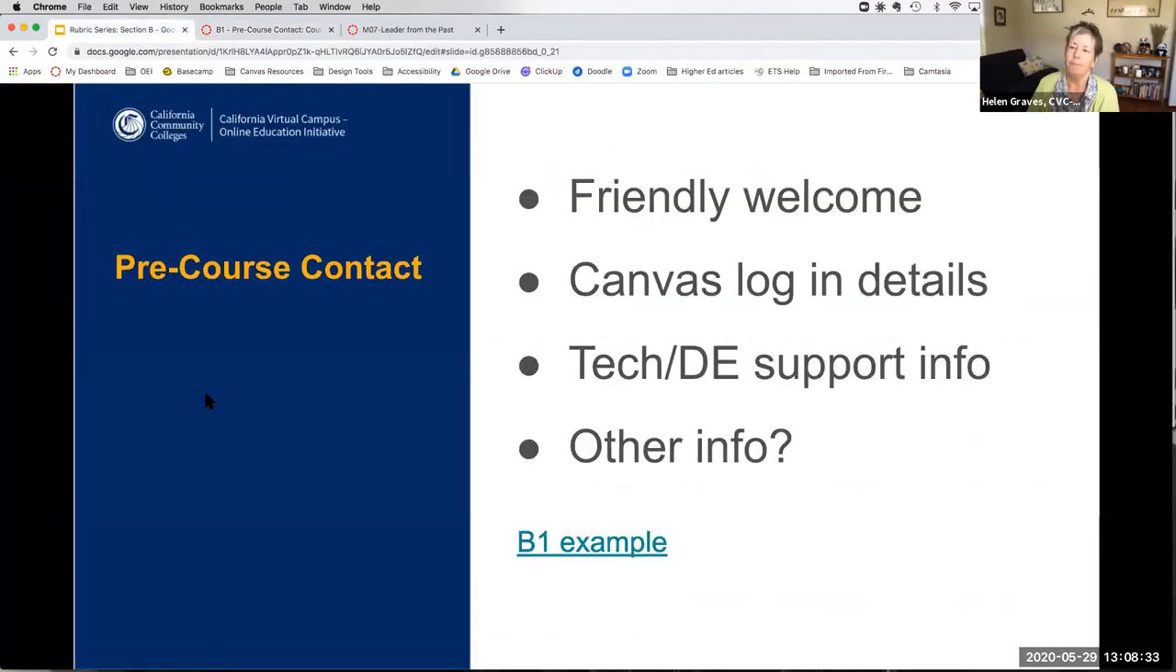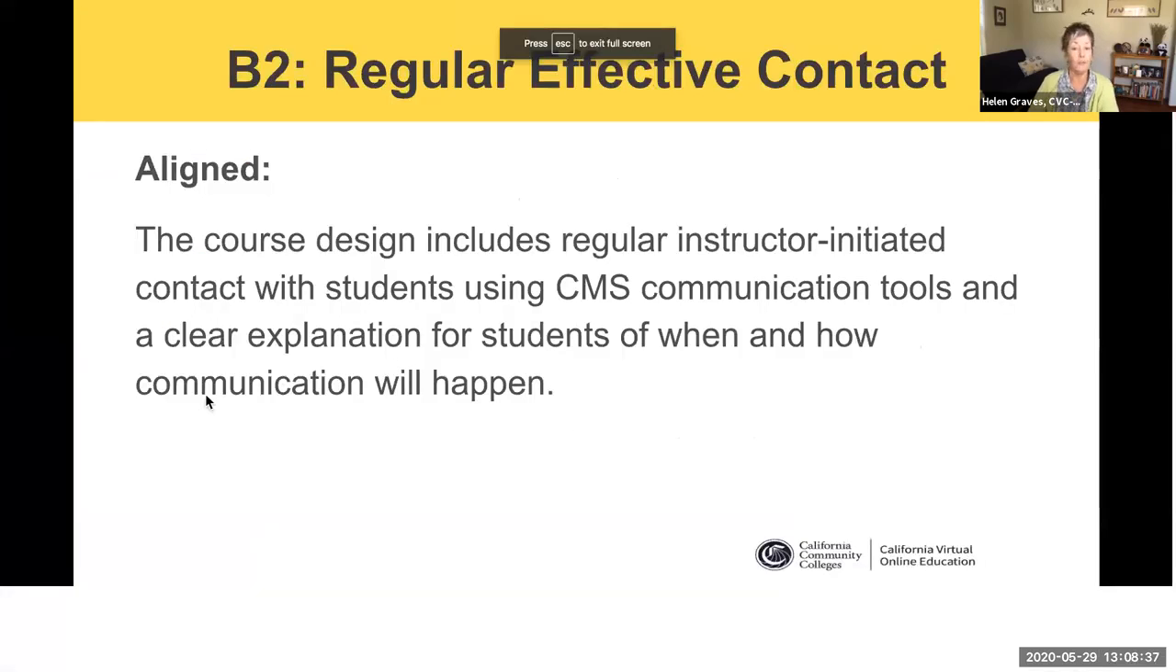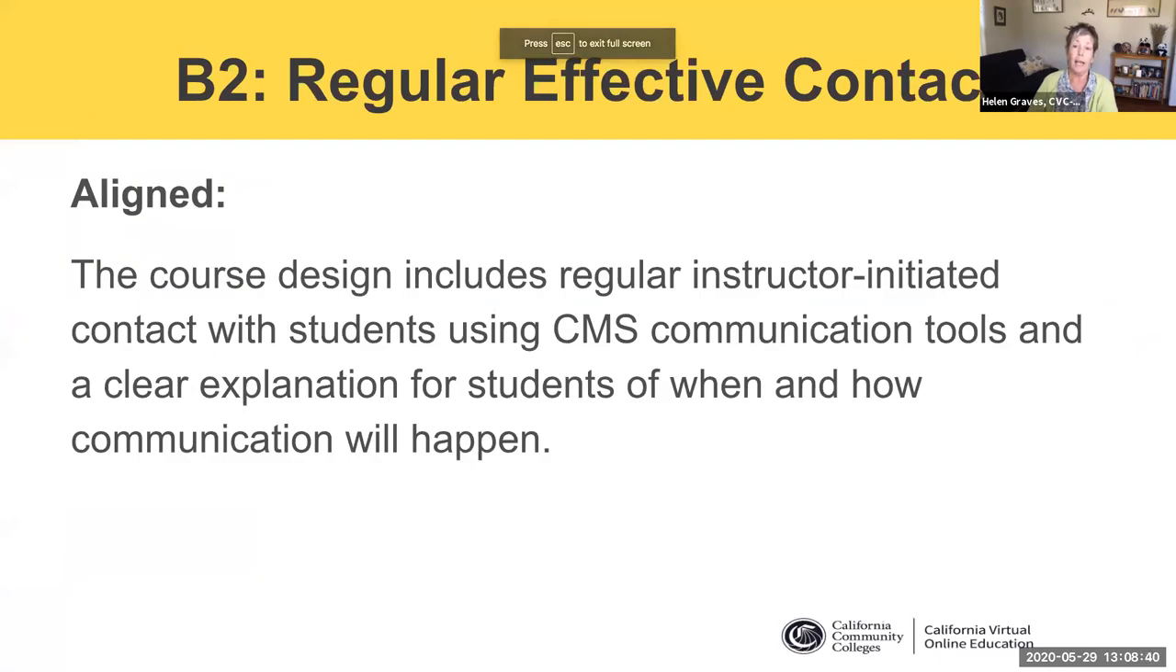So let's go on to B2. And that is what's called regular effective contact. Don't let it confuse you with the whole idea of regular effective contact. In the rubric context, what we mean is the course design includes regular instructor-initiated contact with the students using the Canvas communication tools, and a clear explanation for students of when and how communication will happen.